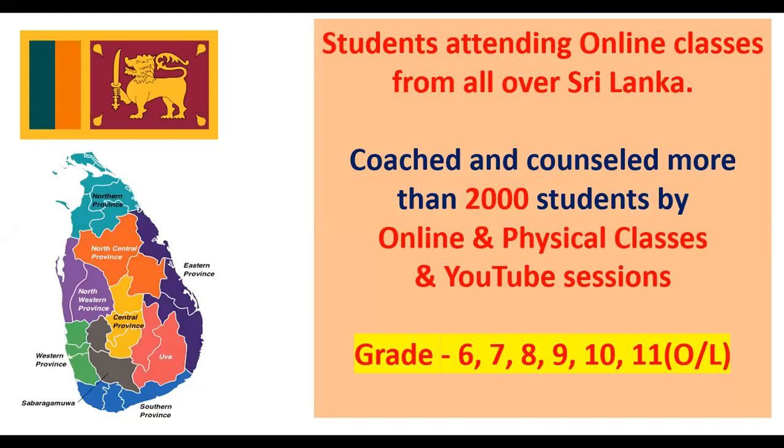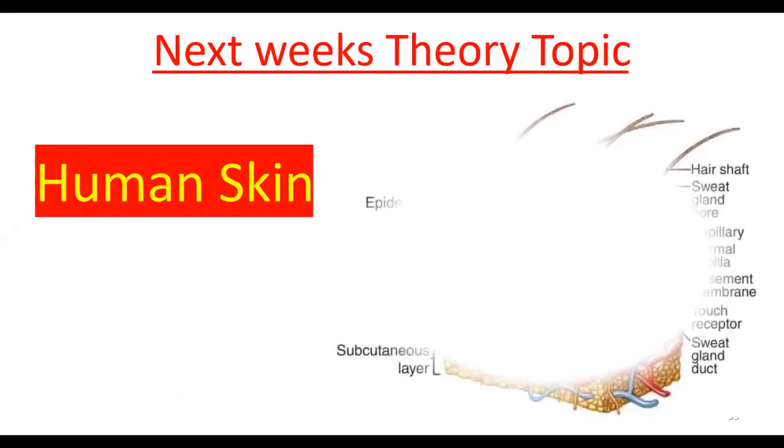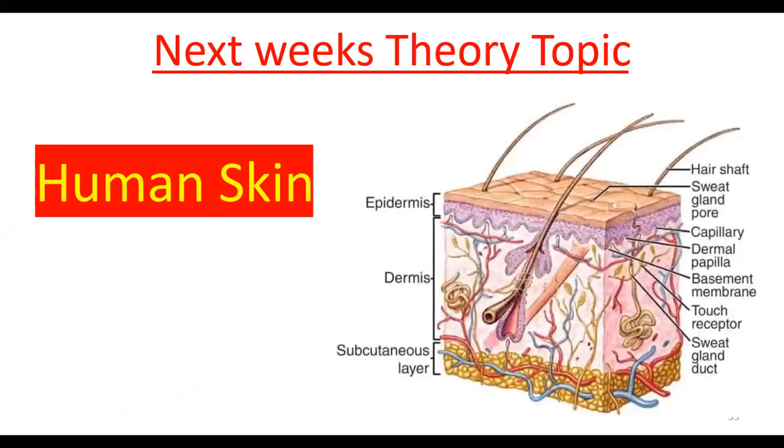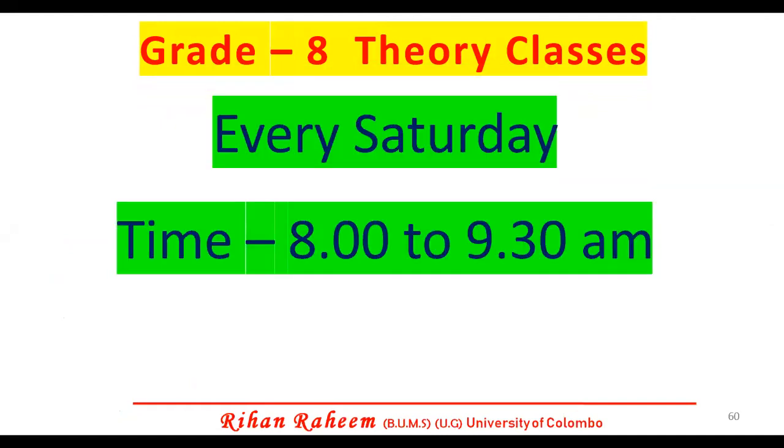So without any fear or hesitation, you can come to our online classes, which are held for grade 6, 7, 8, 9, 10, 11, until your O level. I have a plan. Next week in our theory class, we will be talking about the human skin, and then we'll go to the new unit. Our theory classes happen every Saturday from 8 to 9:30 in the morning, 1.5 hours of pure, real, interesting science.